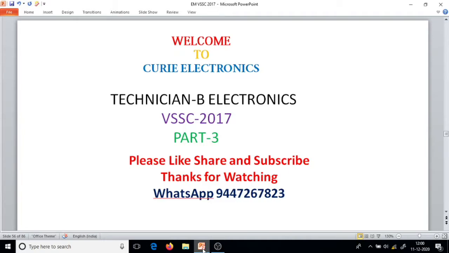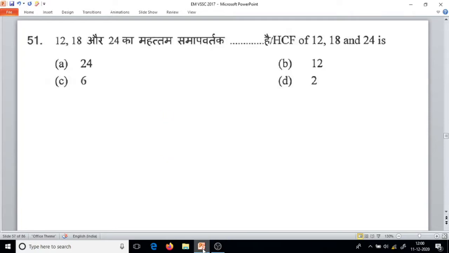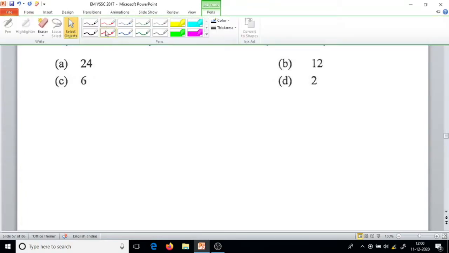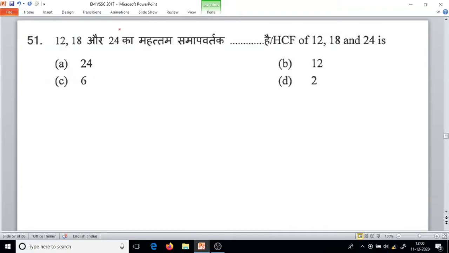So we'll start with the first question, that is the 51. Up to 50 questions we have already solved. So this is question number 51 and the third part of the question paper solution. We have to find the HCF of these three numbers.